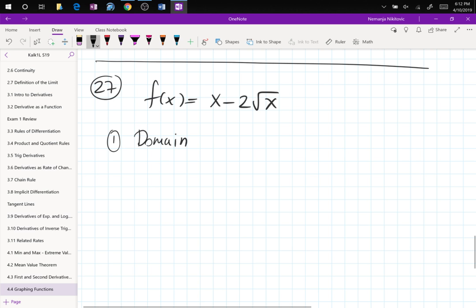Greater than or equal to 0, because it's the restrictive one. So this one over here is all real numbers, and this one over here is 0 to infinity, and our overall has to be the one that is more restrictive. Now, if you don't understand that, here's what we have.